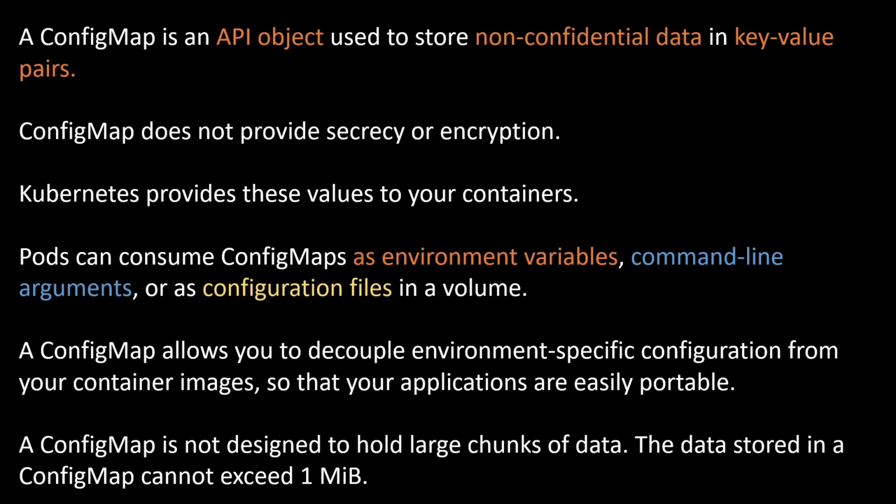A config map is not designed to hold large chunks of data. The data stored in a config map cannot exceed 1 MB. If you need to store settings that are larger than this limit, you may want to consider mounting a volume or using a separate database or file service. Just for your information, the config map is stored in the etcd database. In short, if we need to add an environment variable like hostname or some other variables, we can use a config map.